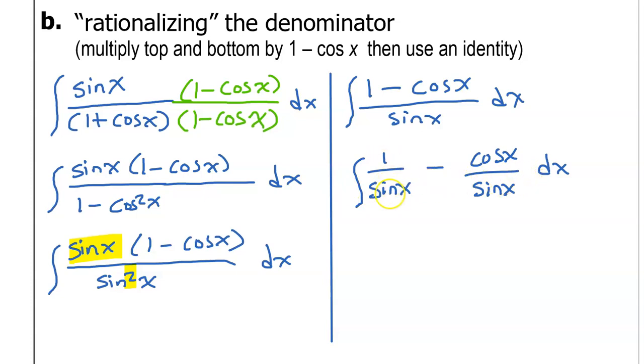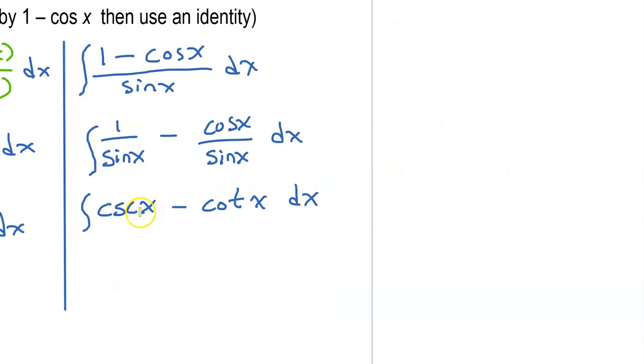Of course, 1 over sine is cosecant, and cosine over sine is cotangent. Of course, we have rules memorized for the integral of each of the 6 trig functions, including cosecant. So we know that the integral of cosecant is going to be, well, negative natural log absolute value of cosecant plus cotangent. So that's the yellow part.